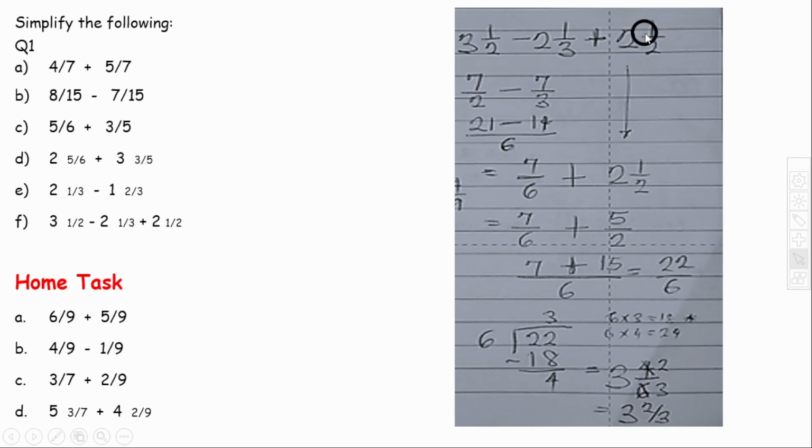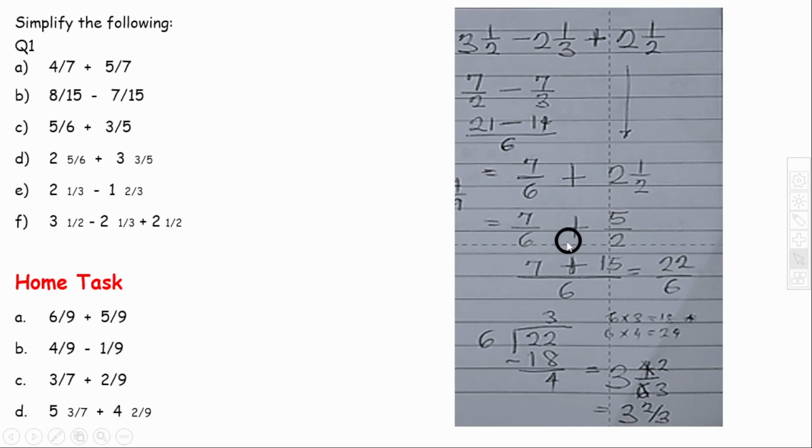Now we bring the second mixed number down. So what do we do again? We can convert this mixed number into an improper fraction too. It becomes 7 all over 6 plus 2 times 2, 4, plus 1, 5. 5 all over this 2. You write it down here. 5 all over 2. That's the improper fraction.